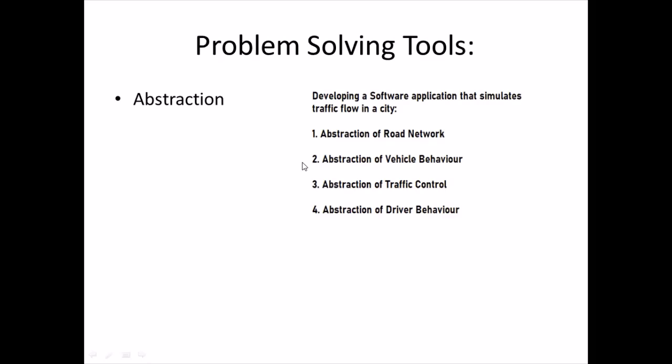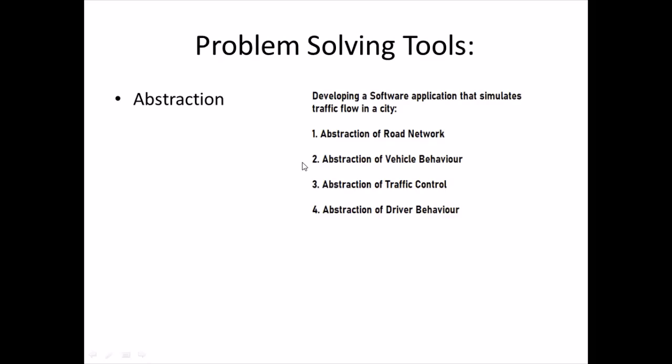And the third one is the abstraction of traffic control. Instead of simulating every traffic light in the city, you can abstract the traffic control system as a set of rules or procedures. For example, you can define the timing pattern for traffic lights based on the traffic volume of the day. This abstraction allows you to simulate traffic flow under different scenarios without getting into the specifics of each intersection.